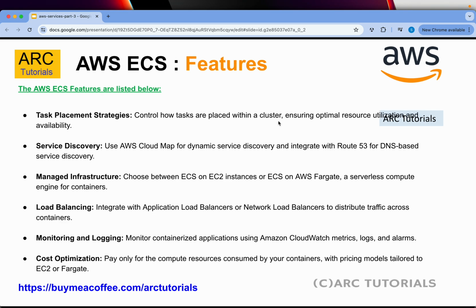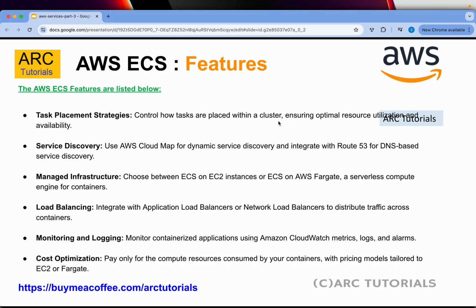Let's talk about some of the features. We can control how those tasks are placed within a cluster, which means that you can optimize the resource utilization and availability. We can also use AWS Cloud Map for dynamic service discovery and integration with other services like Route 53 for DNS based service discovery. Managed infrastructure, you can choose between ECS on EC2 instances or on AWS Fargate, which is yet another serverless compute engine for containers. So in short, you can run your ECS on either EC2 instances or on Fargate.